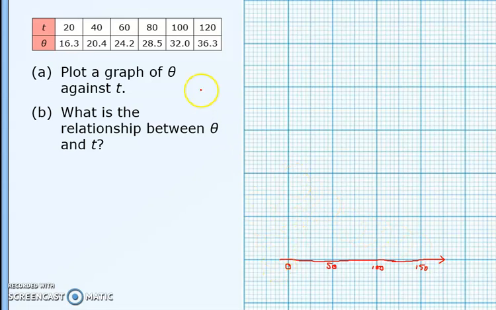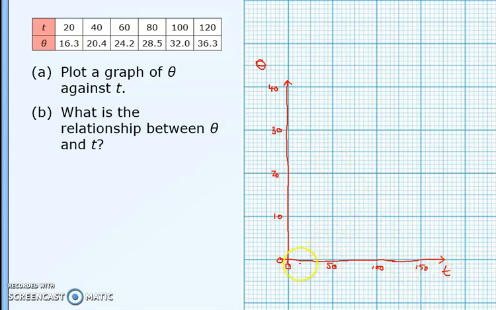And going up, I have to go from 16.3 up to 36. Tempted to still go 0 to 10. Yeah, let's do that. 10, 20, 30, 40. Now this is theta going up. These are the temperatures. For my dodgy axis on this dodgy tablet, that's not bad. I'm quite pleased with myself. And this is time. So let's plot my points.